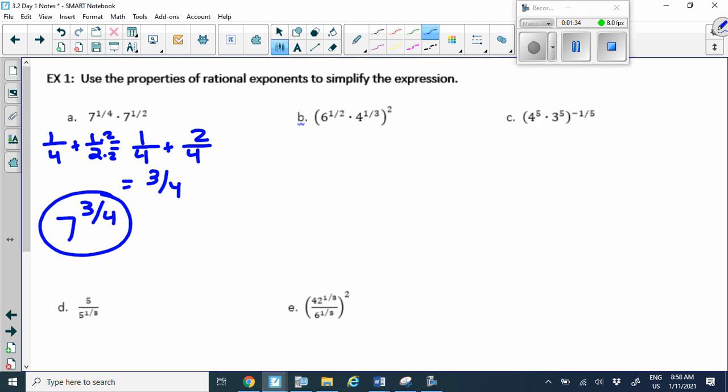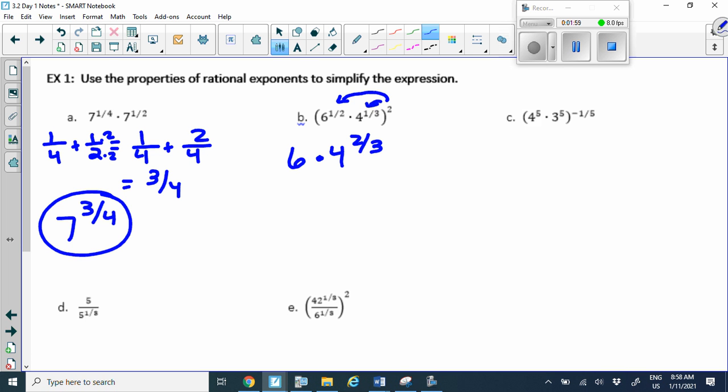Okay, notice here we have 6 to the 1/2 times 4 to the 1/3 squared. So we have different bases, but raised to the same power. So what we will have to do is distribute it to both of these. So I'm going to multiply, so I have 1/2 times 2. So that should just give me 6, or 6 to the first power. And then 1/3 times 2, that gives me 2/3.